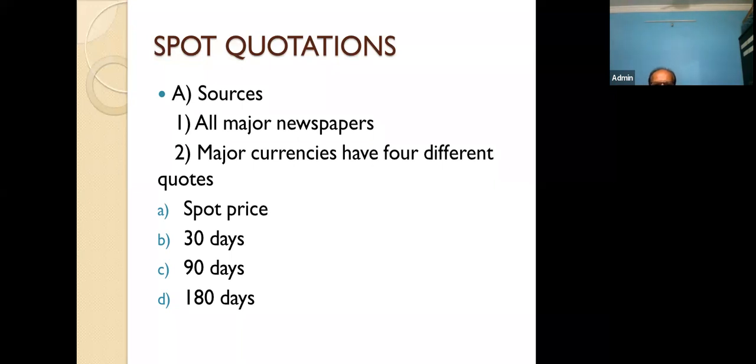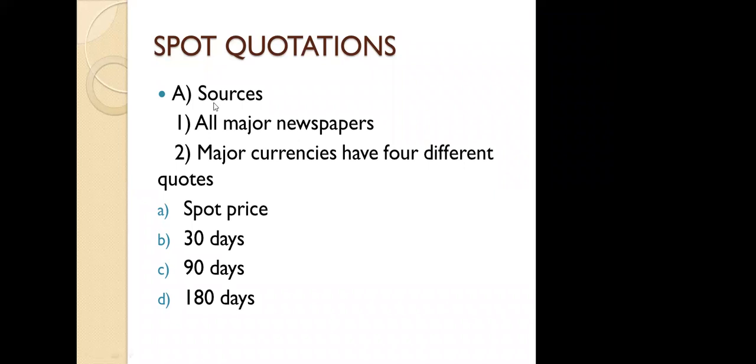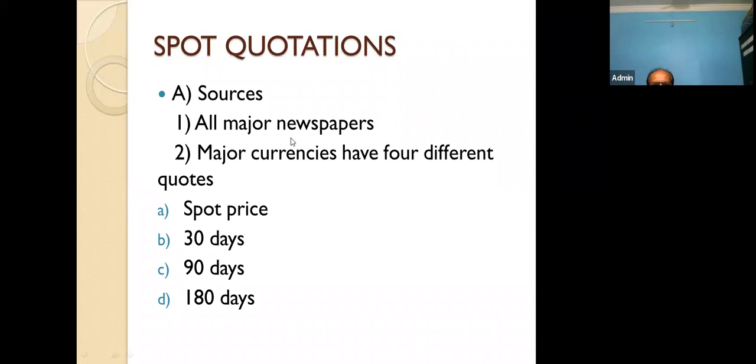So major newspapers, not Sakal or Pudhari or Lokmat. These are not major newspapers. If you're talking about the foreign currency market in India, we have only two major papers. Which are those two? Economic Times and Times of India. These are the two major newspapers where authentic information is available. For other papers, no one can give a guarantee whether it is authentic or fake.